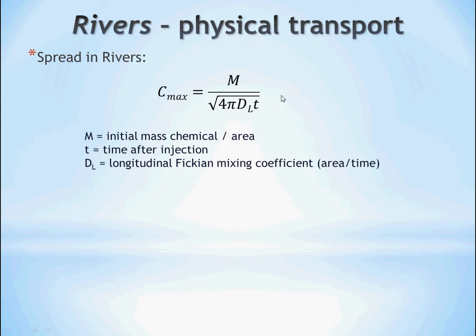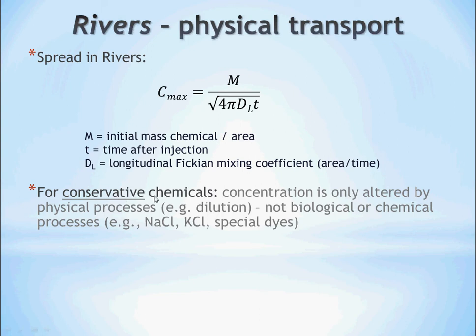So here is the equation we just came up with in the last video for figuring out what is the maximum concentration of a pollutant in a river, and that's based on the initial mass of the chemical per area, the time after the injection or putting in of the chemical into the river, and the longitudinal mixing coefficient. Okay, so this, however, is for conservative chemicals.